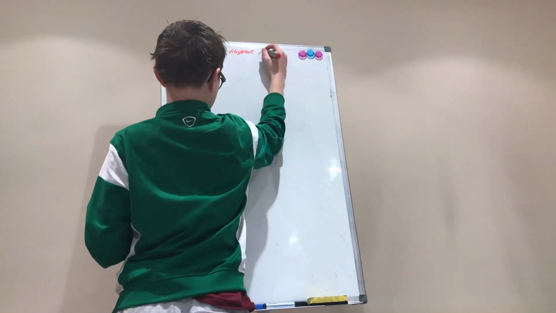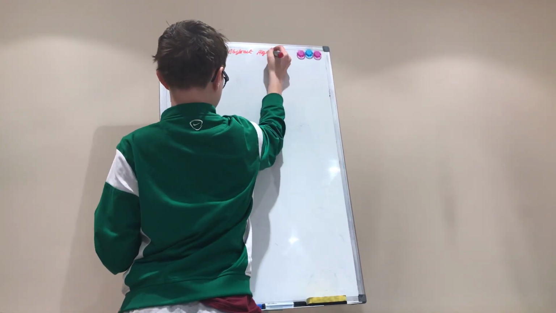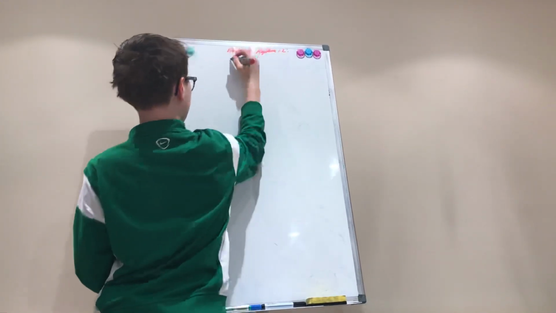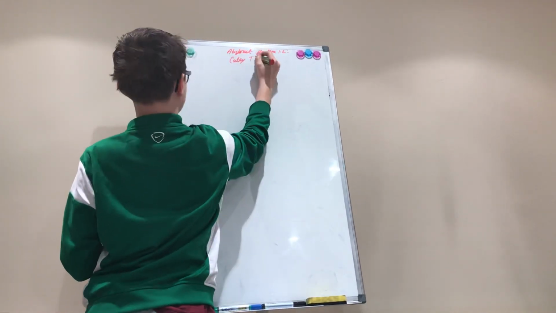Abstract algebra 1.2. Spoiler alert, we're going to be doing Cayley tables.